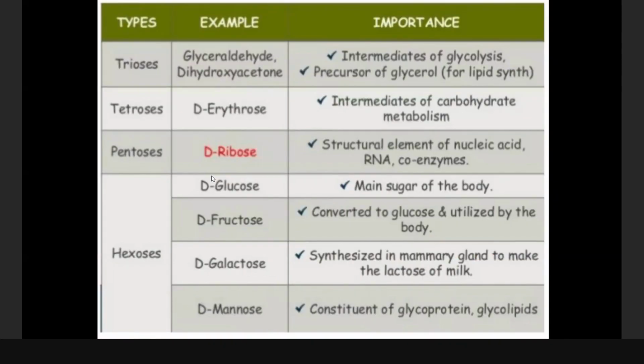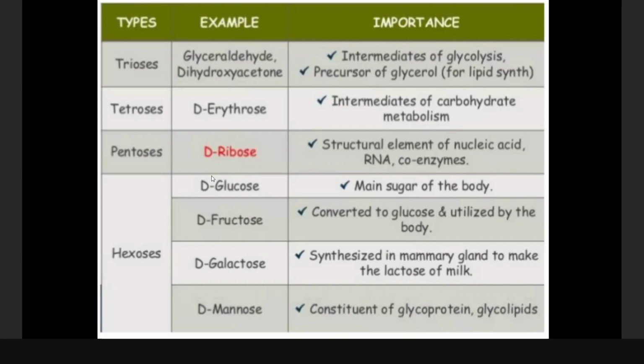Let's see some examples. A monosaccharide which has 3 carbon atoms is called a triose. This can be an aldose or a ketose, like glyceraldehyde and dihydroxyacetone. These are intermediates of glycolysis. Glyceraldehyde and dihydroxyacetone are precursors of glycerol. That means our body can make lipids from glycerol. Even our body can make glucose from glycerol.